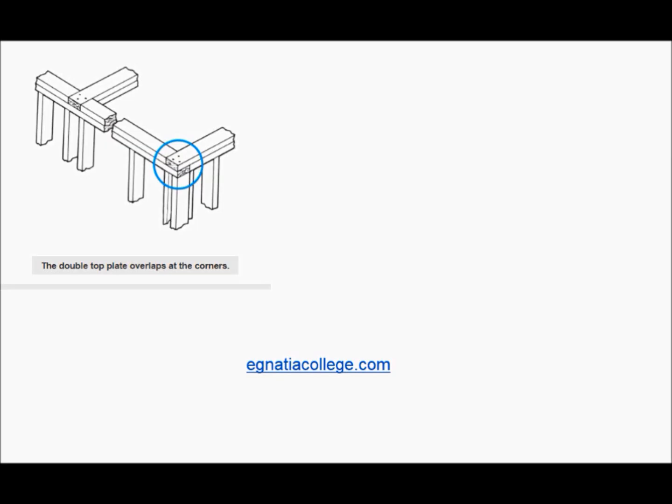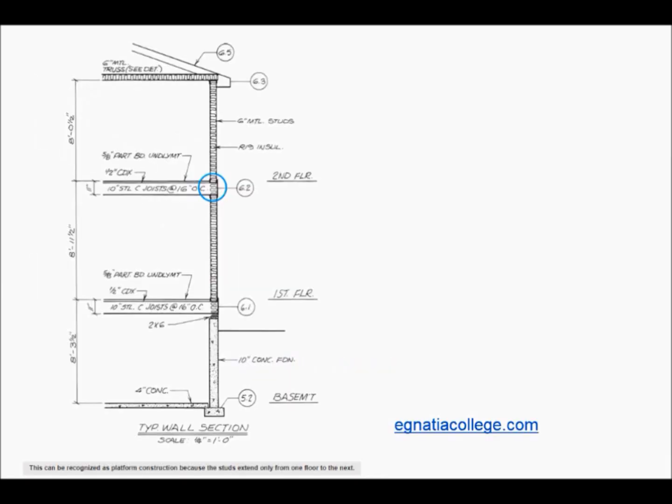Upper floors rest on the top plate of the walls beneath. The framing members of the upper floors or roof are positioned over the studs of the wall that supports them. Platform construction can be recognized on wall sections. Notice that the studs extend only from one floor to the next.